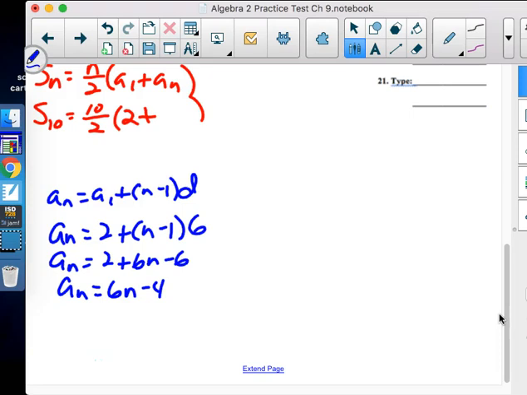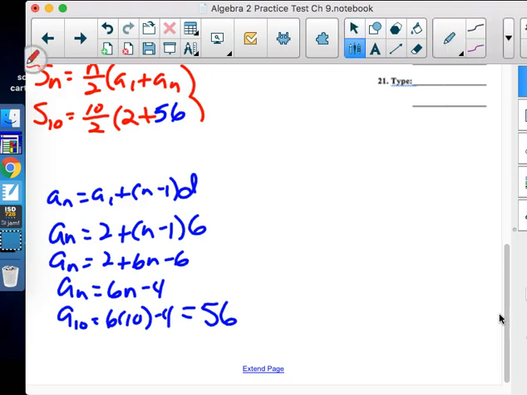Looking good. Now what did we need? What do we write that for? We need the 10th term. We need that last term. 6 times 10? 60. Minus 4? 56. Hey, we're almost done. So we needed that to find that last term.